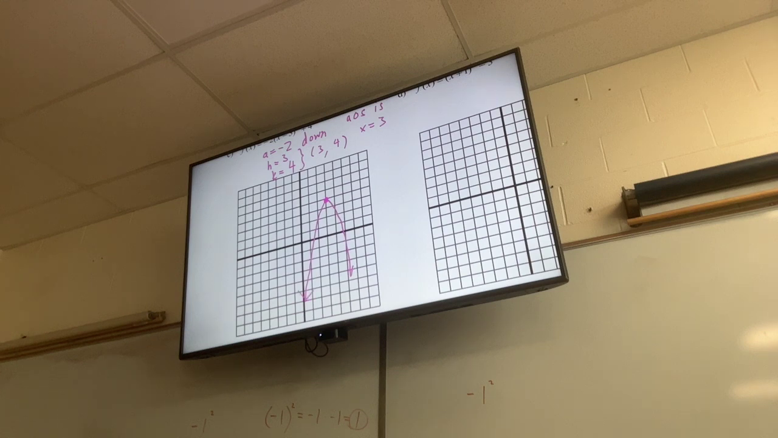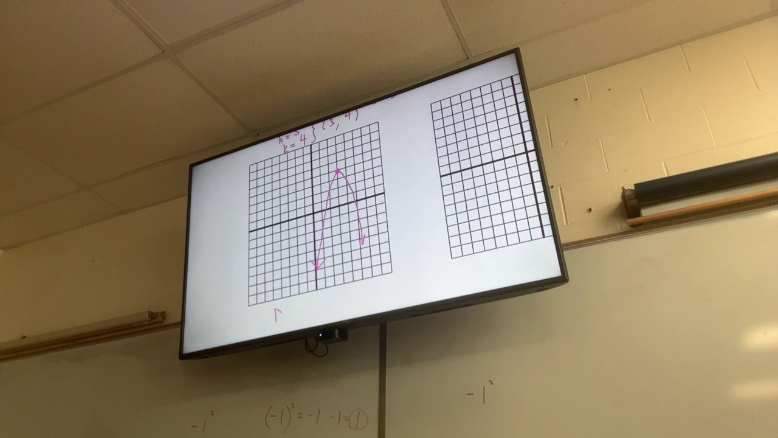Okay, what's my domain always for these? All reals. Okay, range is what? What's the farthest down I go? I'm always going bottom to top. The farthest down is what? Farthest up.